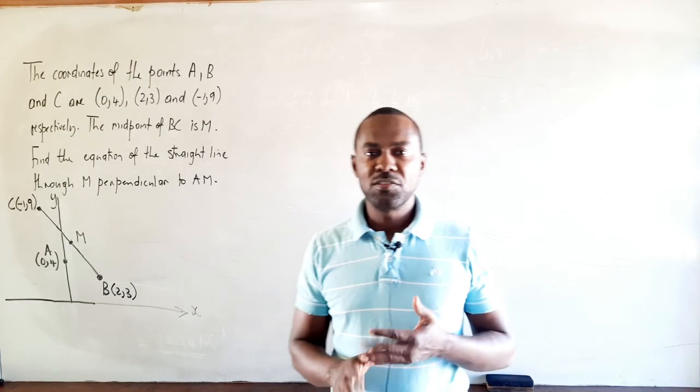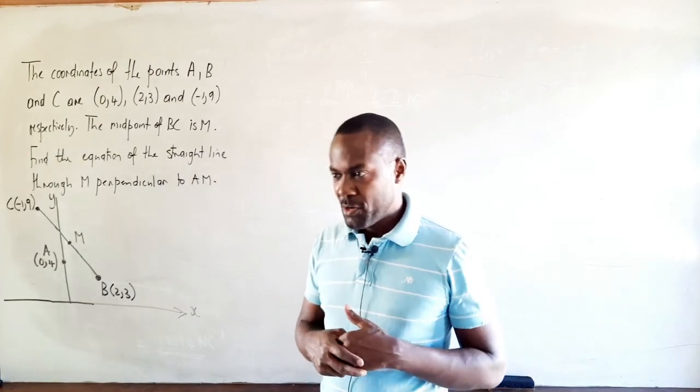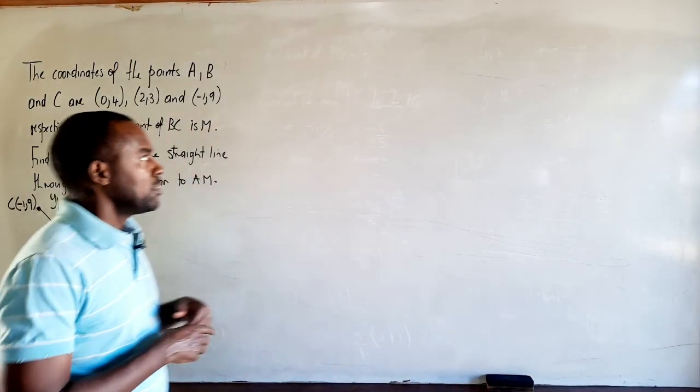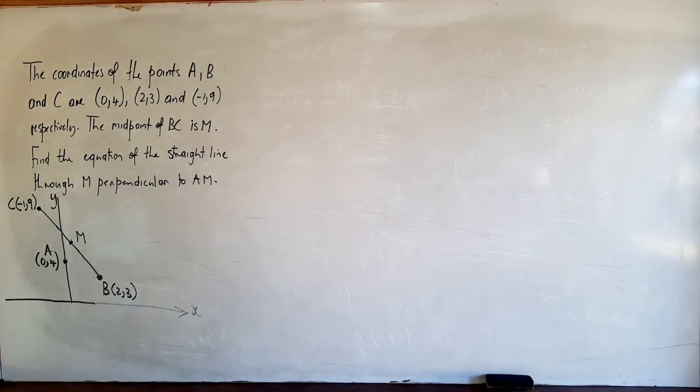In this video, we'll continue to look at coordinate geometry. Now, we'll be looking at this question. The question says, the coordinates of the points A, B, and C are (0, 4), (2, 3), and (-1, 9), respectively. The midpoint of BC is M. Find the equation of the straight line through M perpendicular to AM.